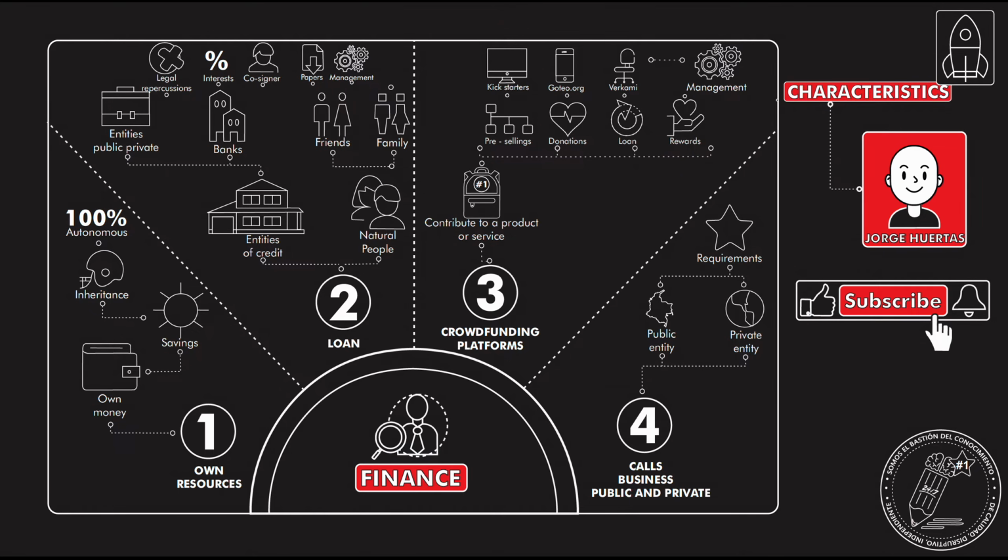The second one sometimes gets a bad name because the interest could be very high. The idea here is that you can find something with very low interest, so it's better for you, and of course that you are able to pay on time. That is very, very important as well.